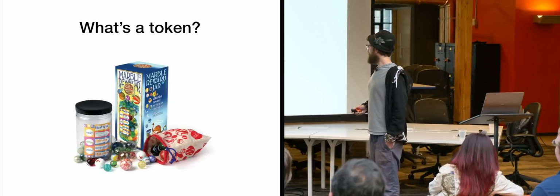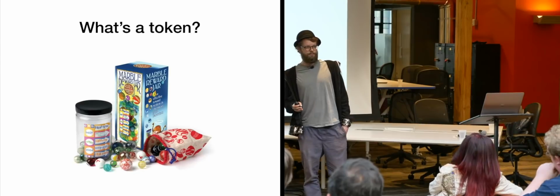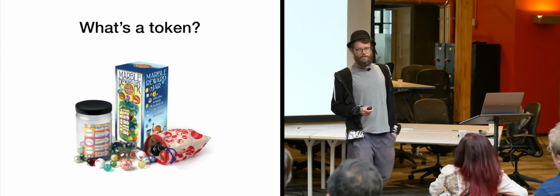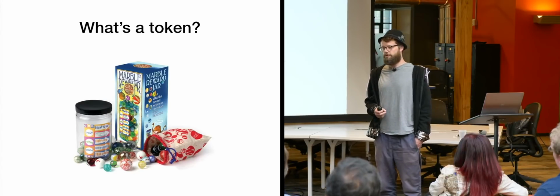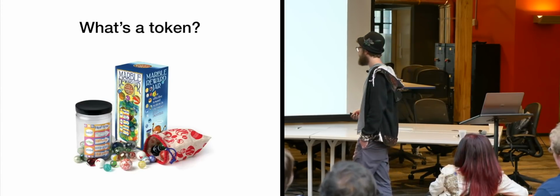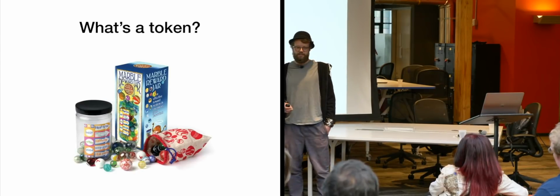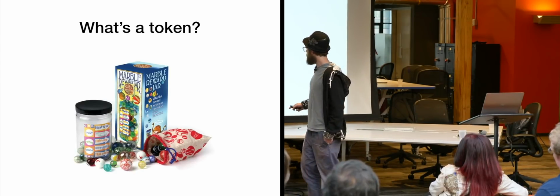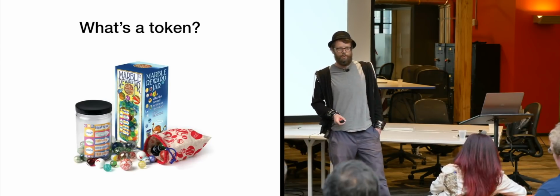Okay, so jumping right in. You're all extremely technical, so what's the most technical explanation for what a token is? You can think of a token as just a jar of digital marbles. You can own these marbles, you can trade them with your friends, you can send them to your friends, and marbles come in all different sorts of shapes and sizes. Some of them are the same, like these white ones here, and it only depends on how many of them you have. The other ones are all different.